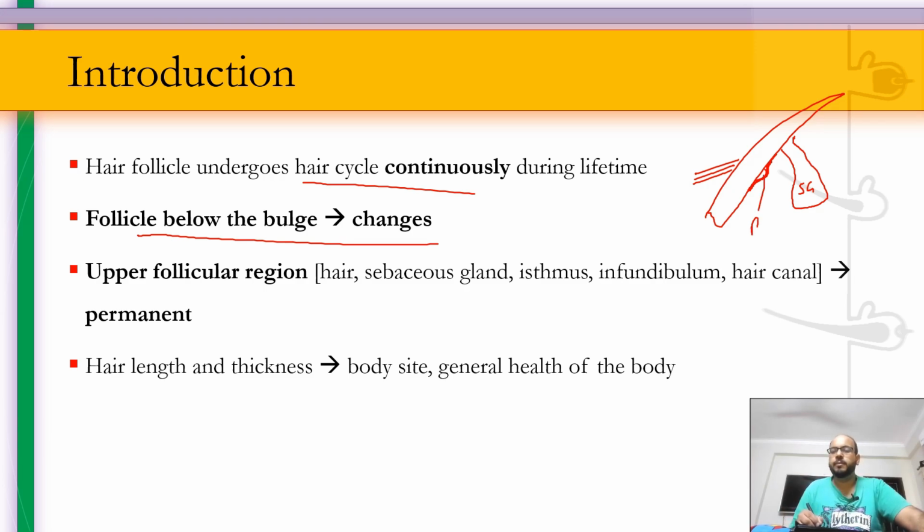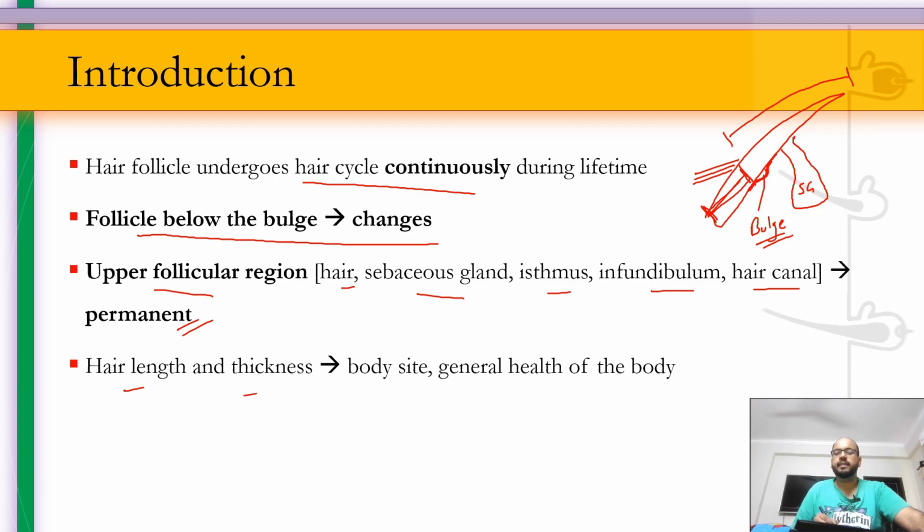Now, this bulge is the area where you have a lot of stem cells. So the area below the bulge is what undergoes changes during the hair cycle. The part of the shaft above the bulge is the shaft that is shed out in the telogen phase. Okay, and the part of the epidermis above the bulge will remain as it is. All the changes will happen below the bulge. Okay, the upper follicular region, namely the sebaceous gland, isthmus, infundibulum, and hair canal, remain permanent. That means they do not change over the course of the hair cycle.